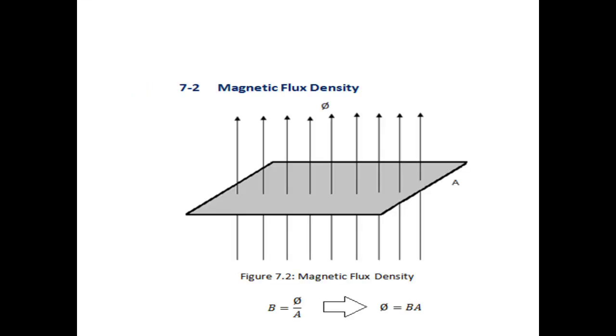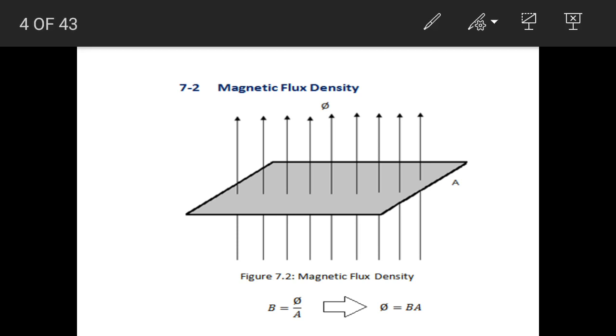So we define magnetic flux density. Magnetic flux density is a vector quantity. Magnetic flux density is represented by B. The unit of the magnetic flux density is Weber per square meter or Tesla.